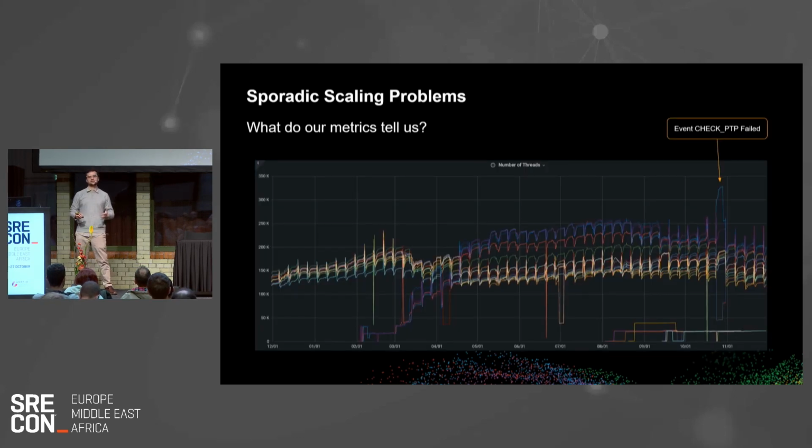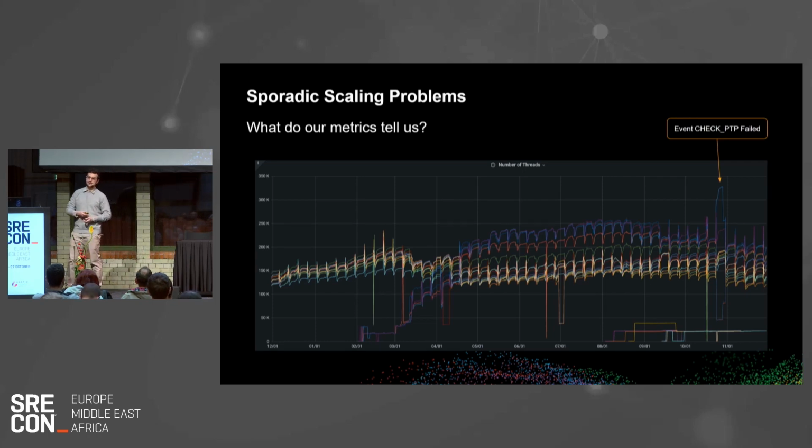OK, so when we see all these issues as SREs, what should we do? Well, we should ask what our metrics are telling us. And here we have a graph of one of our clusters by thread count. And this is a time series, so our x-axis is time, our y-axis is threads. And each colored line is one particular machine. And you can see all the way on the top right over there, we have our PTP alert come out on one particular host. And you can see it's a clear outlier with respect to threads. Most of our hosts are hovering around 200,000 to 250,000 threads, but this host in particular broke the 300,000 mark.